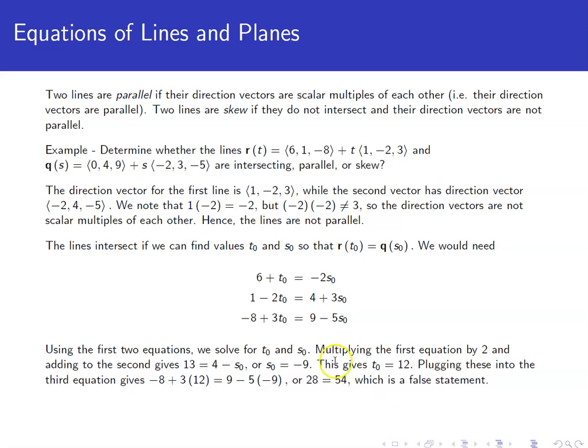Do those values give us a true statement in the third equation? Well, it turns out the left-hand side will be 28, while the right-hand side will be 54. Since that's a false statement, that tells us that we do not have a common point for the two lines, or in other words, the lines do not intersect. We already showed that they were not parallel, and since they do not intersect, they are skew lines.